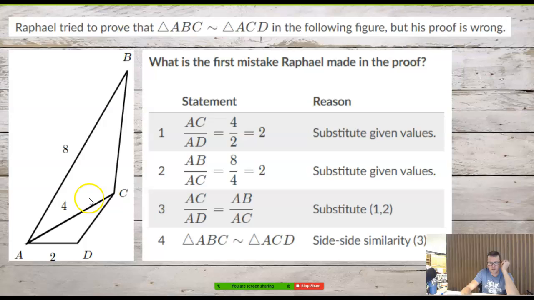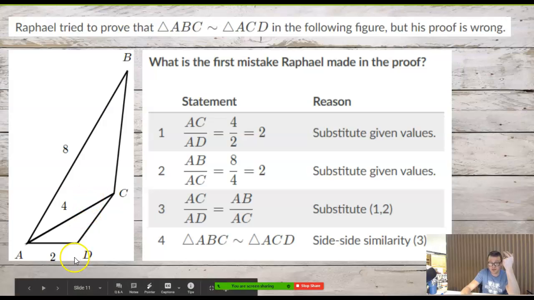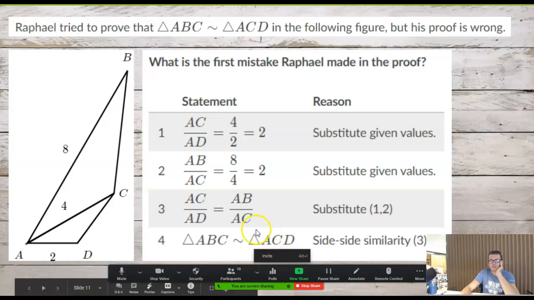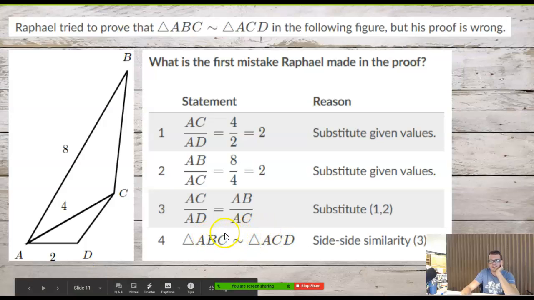Is 8 to 4 2? And is 4 to 2 2? Like, are those common ratios 2? You're muted, by the way. Is this enough information to prove similarity?